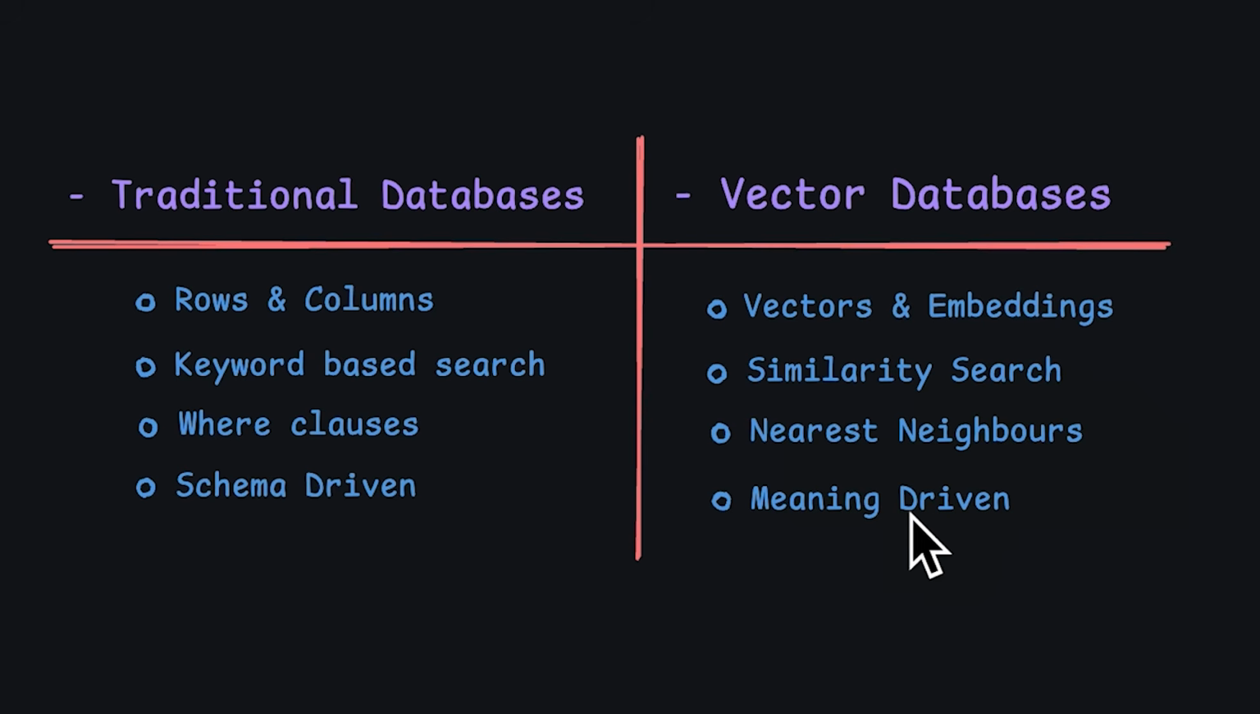And the most important thing is that because vector databases can store all these vectors and embeddings, we're able to perform meaning-based search. So it's all semantic search within a vector database. These are the key differences between a traditional database and a vector database.